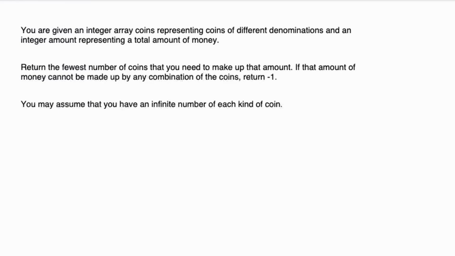Today we're looking at the problem coin change. This is a really classic Leetcode problem that everyone should understand and is a great introduction to dynamic programming.